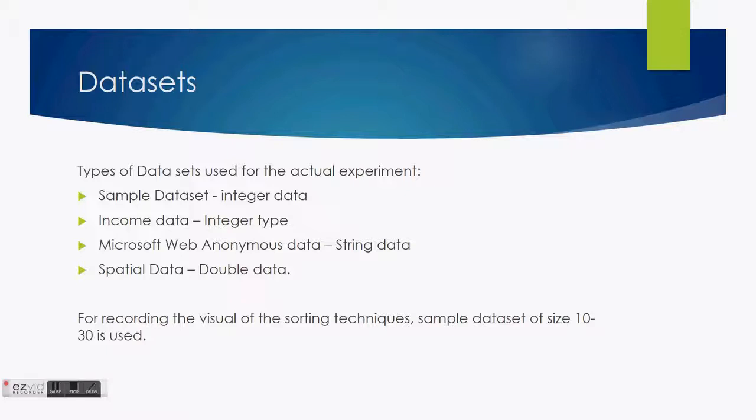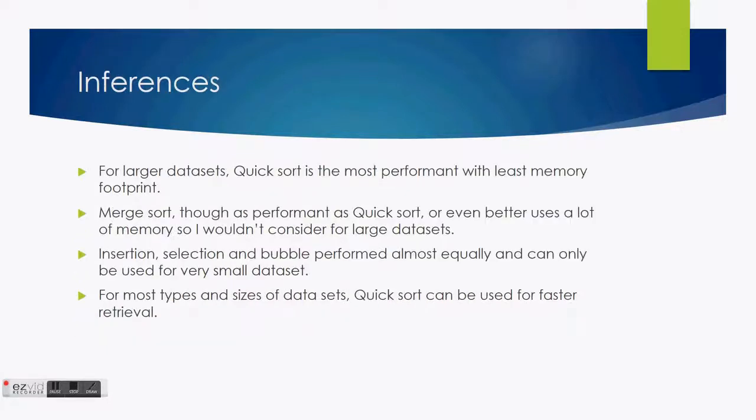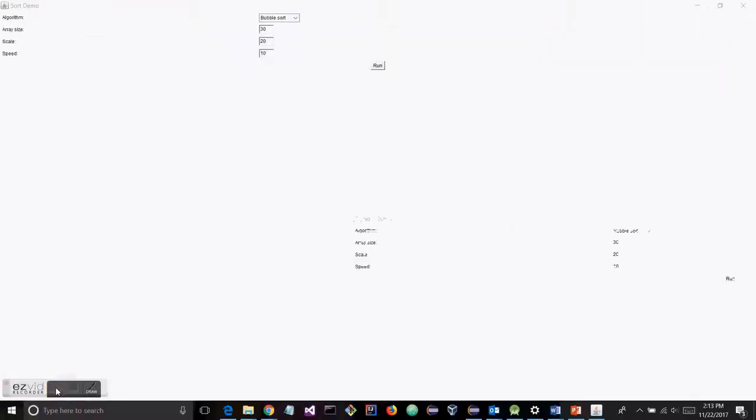These are the types of data set that we are using. I have used 4 sets of data for the actual experiment. For the recording purpose, I have just randomly selected 10 to 30 elements of the data set. As far as the inferences are concerned, usually quicksort works better on all types.